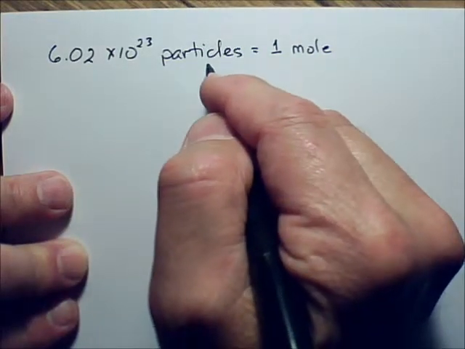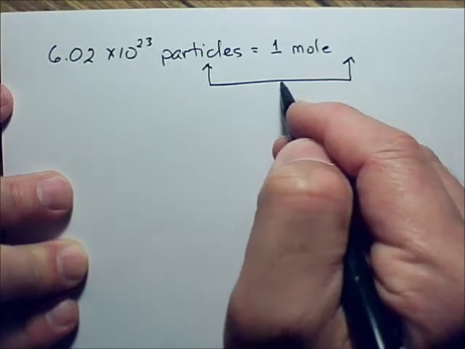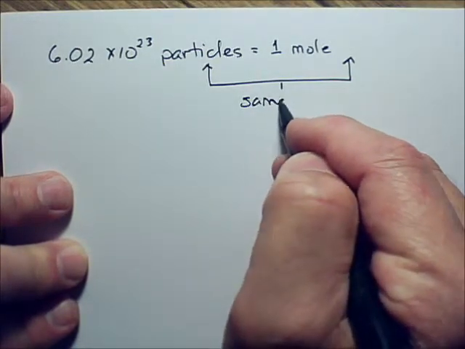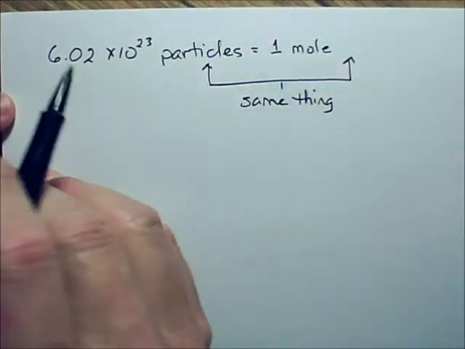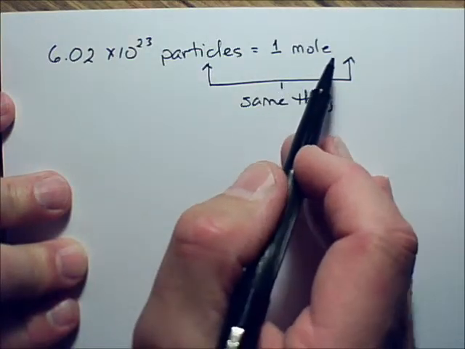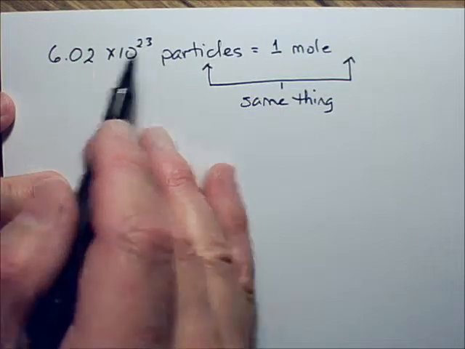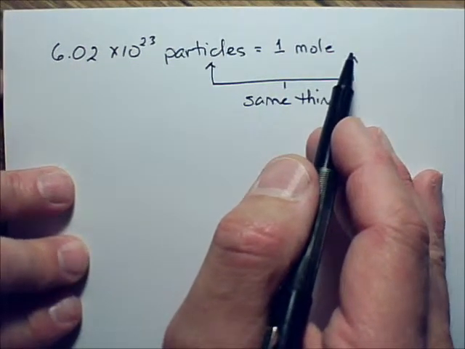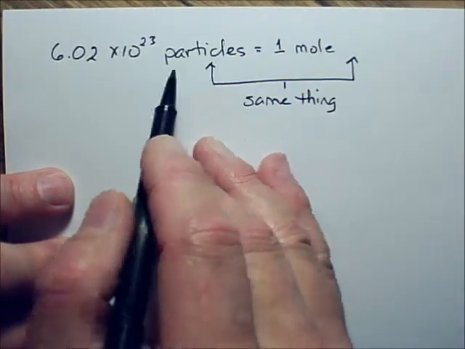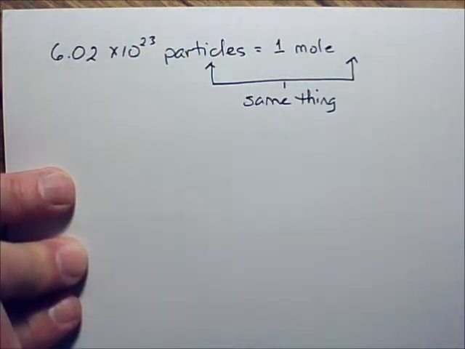Okay? So these particles and this stuff in the mole must be the same thing. So if the particles are molecules of water, then there'll be moles of water on the other side. If the particles are electrons, there'll be moles of electrons over here. If the particles are formula units of table salt, then it's moles of table salt over here. Does that make sense to everybody?